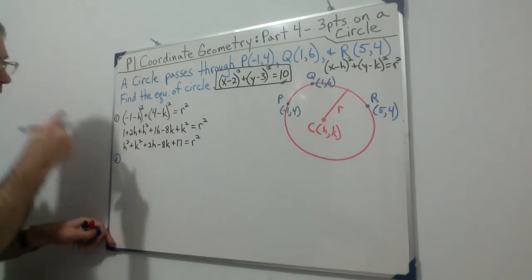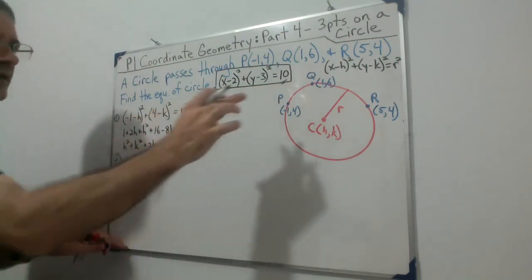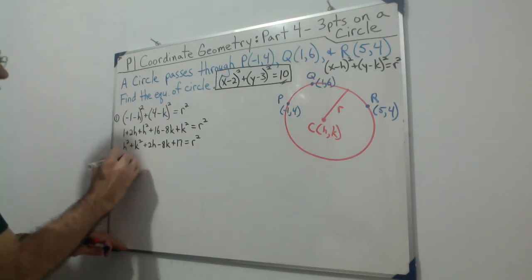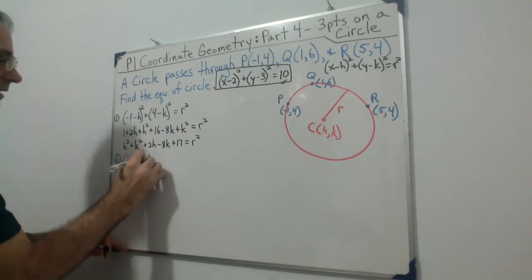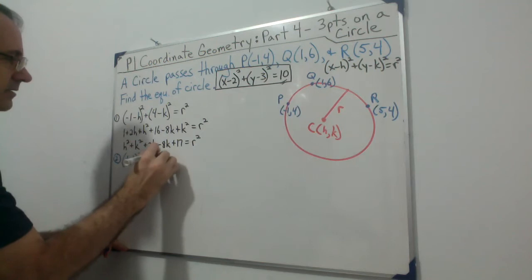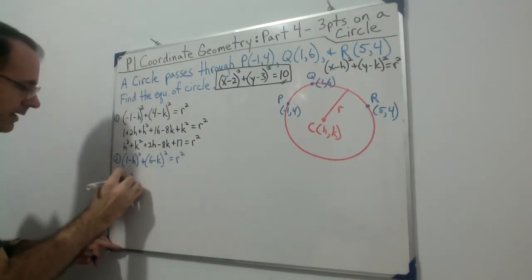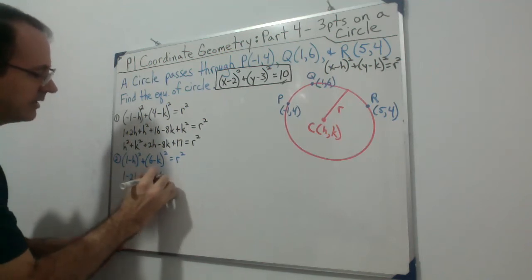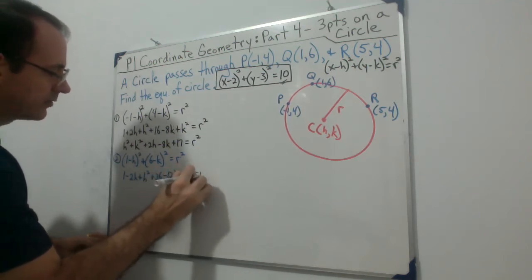So here's a second equation. And we're going to use 1 and 6. Do the same thing with 1 and 6. So if I plug this in, we now have (1 minus h) squared plus (6 minus k) squared equals r squared. Multiply this out. 1 minus 2h plus h squared plus 36 minus 12k plus k squared equals r squared.